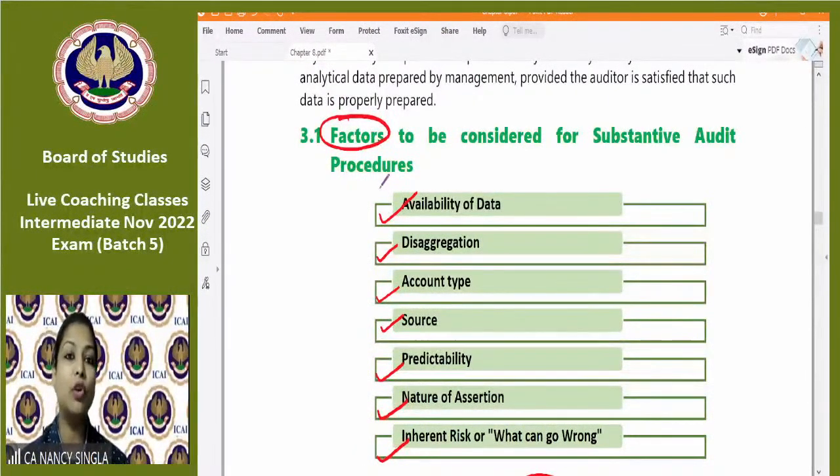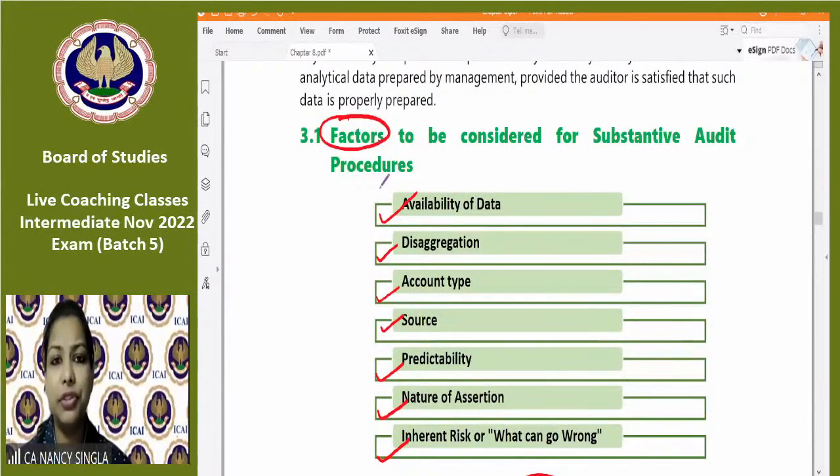I gave you the example of monopoly or startups. Disaggregation, segment-wise information is not available. Account type, you can apply well in the income statement vis-a-vis the balance sheet. Why? Because balance sheet items are items at a particular point of time, okay?